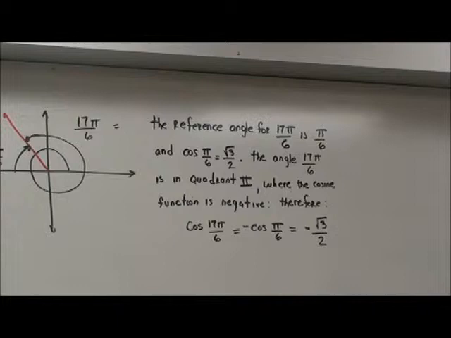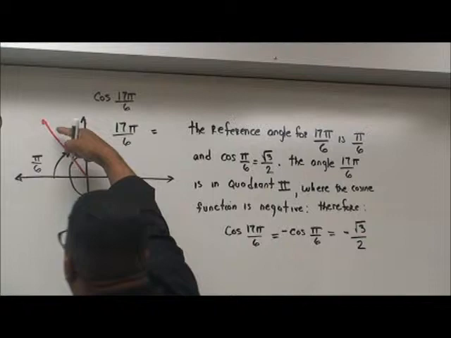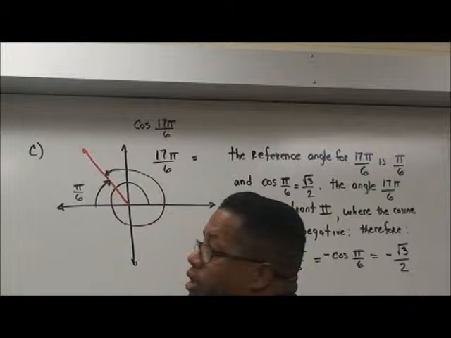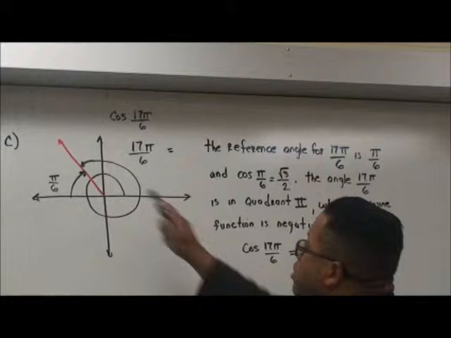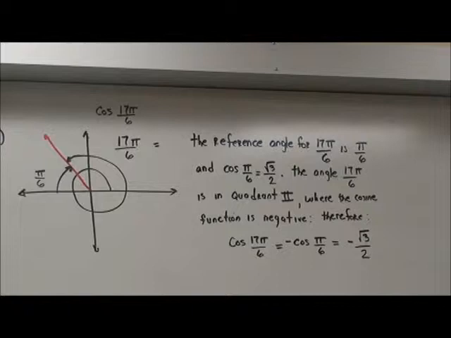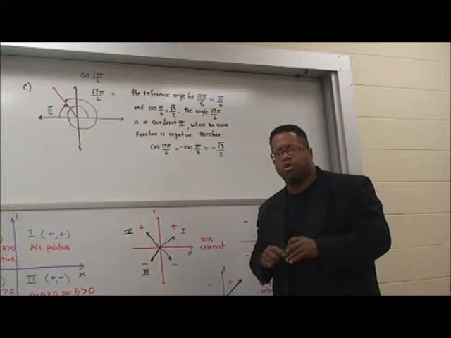Why? Because we're talking about cosine 17 pi over 6 landing in this quadrant. The only trig functions that are positive there are your sine and your cosecant. In this case, everything else is going to be negative. So cosine, for angles landing in the second quadrant, will be considered negative. Well, for right now, this concludes our talk about reference angles, and we're going to continue with reference angles in the next segments when we also find their exact values.